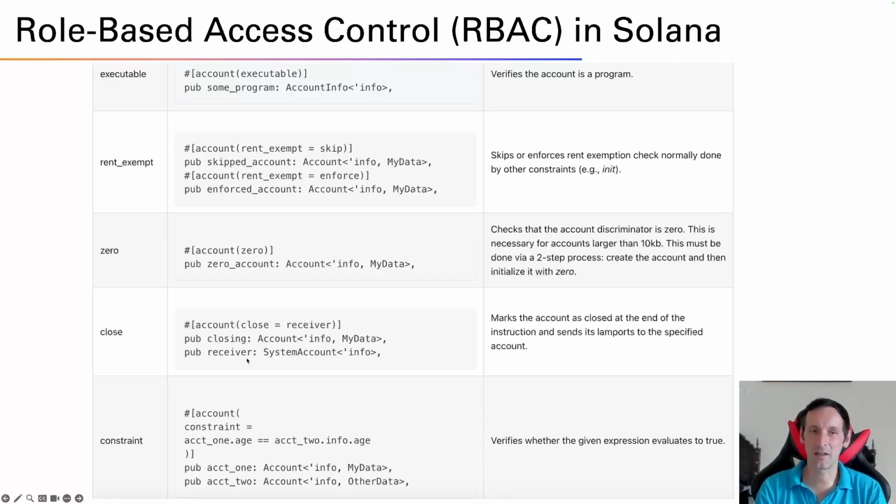So this is an interesting one. It marks the account as closed at the end of the instruction and sends its lamports to the specified account, which is the receiver. Again, I think I have an example of this in the next few slides, but effectively this is a way to say you can close the account, and if there are any lamports left after closing the account, please transfer them back to whoever you specify there.